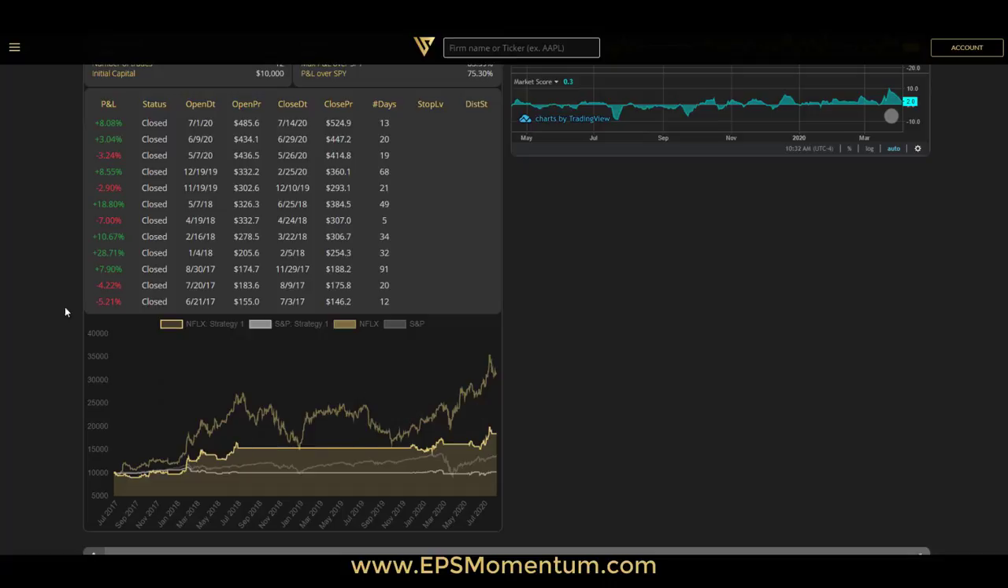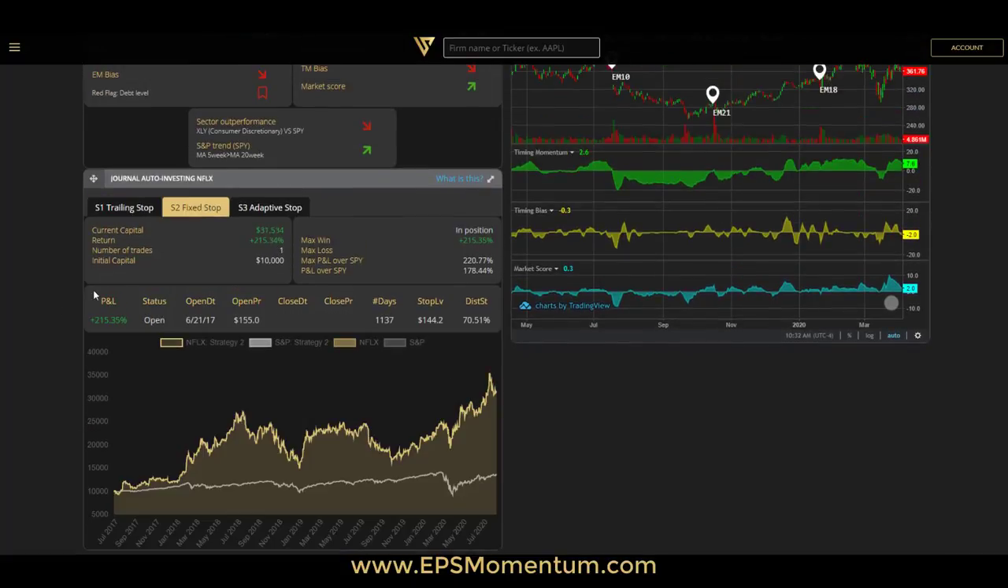Whereas the fixed stop actually has just one trade. The system spotted Netflix at $155 in June 2017, right? And places a 7% fixed stop there. And that stop never got triggered, right? So if I remove the S&P here, it never got triggered. So now you're sitting on a 215% return on it.